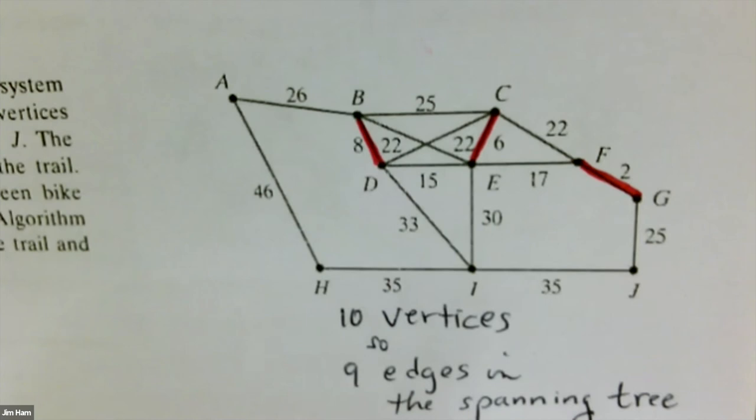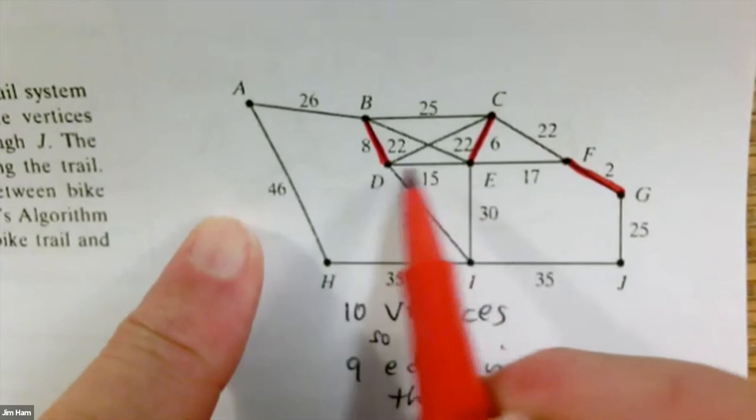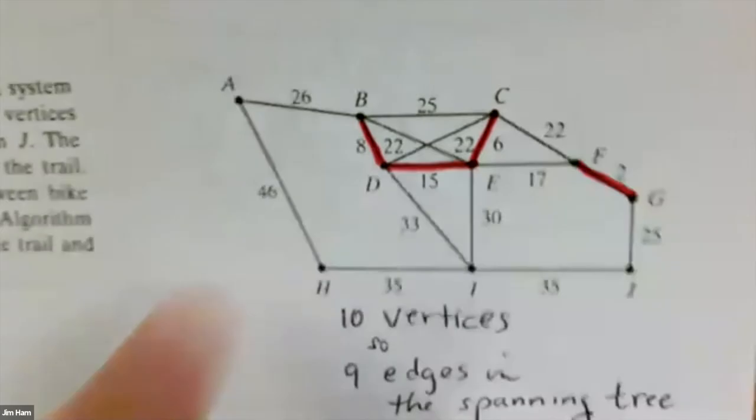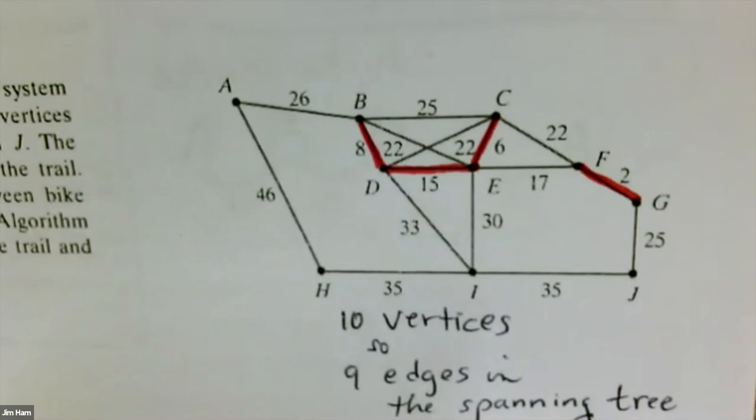What's the next one? Is 15 the next one? 15. Anything less than 15? Nope. So can we use 15? Does that create a circuit of any sort? Nope. So there it is. There's another edge. 1, 2, 3, 4. We got to have 9.